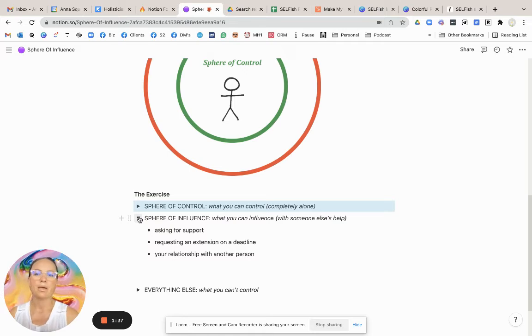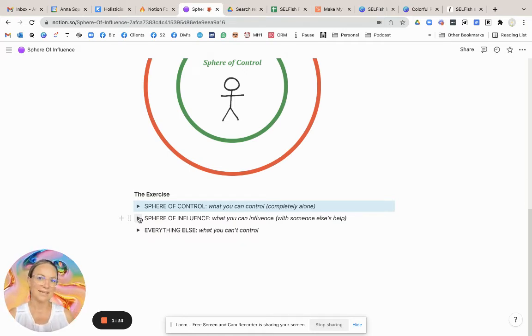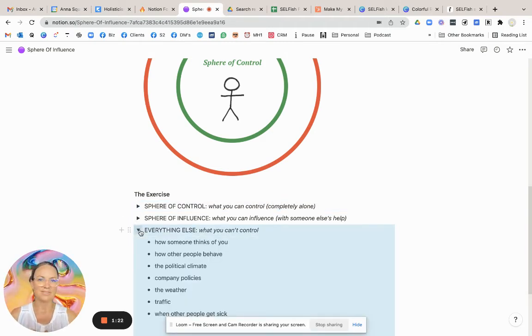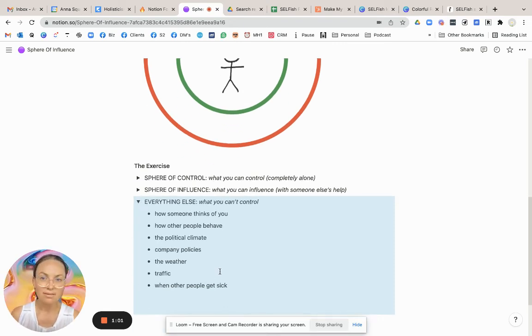And then everything else, so this big circle on the outside, which is often where we spend a lot of our worry, stress, concern, energy, time, is things that you absolutely can't control. And so they shouldn't matter. How someone thinks of you, you cannot control what or how someone thinks of you. How other people behave or how people treat you. The political climate and what's going on in the world right now, we certainly can't control. We can't control company policies or law or legislation. The weather, we can't control that, I'm afraid, or Mother Nature. And we can't control the traffic, it just is. And we can't control when other people get sick or whatever else is going on in other people's personal lives.